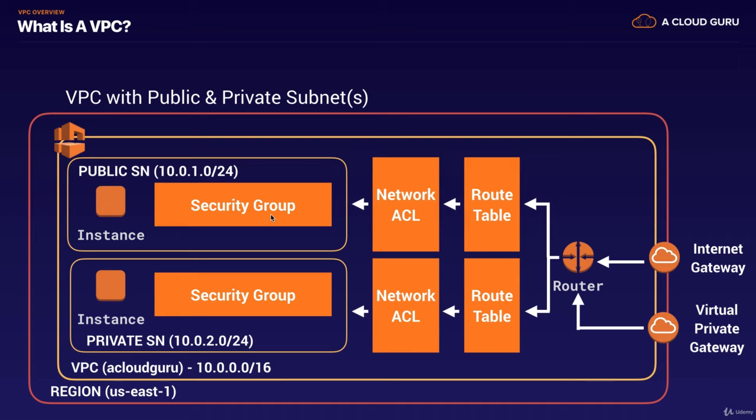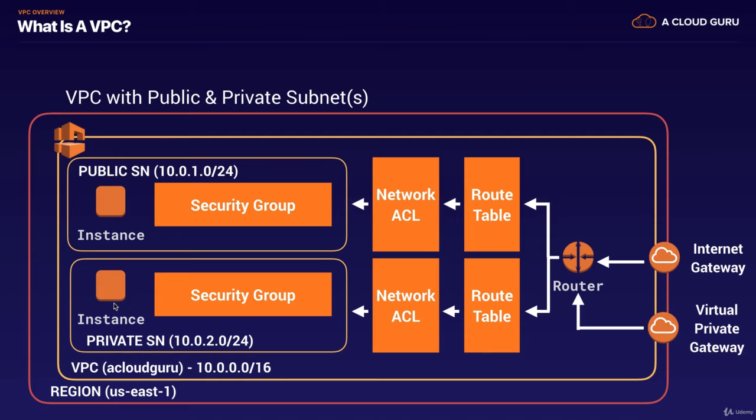And in here we have two different subnets. We have a public subnet, so the internet is accessible for any EC2 instances in our public subnet. And then we have a private subnet, and this simply means that our EC2 instances cannot access the internet on their own.